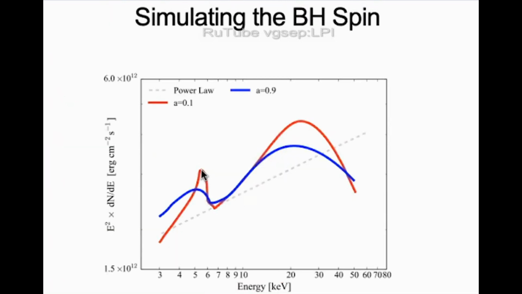We simulated with those parameters a black hole spin that is very minimal, the red one, and a maximally spinning black hole. And it turns out that if you want to actually tell these two spinning black holes apart, you need 4 times more exposure. So this tells you why these measurements are so difficult to obtain.